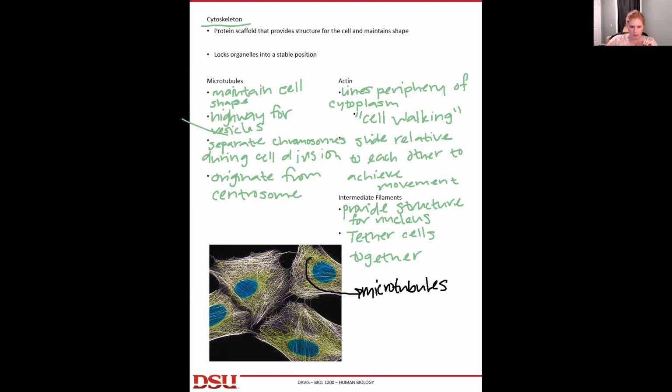Then we have all of this white out here around the edges. Well, if you remember what is around the periphery, around the edge of the cytoplasm, that's going to be the actin. And it's appropriately located to be able to allow movement. This blue turquoise color, these are the intermediate filaments that are supporting the nucleus. Okay. Nifty.